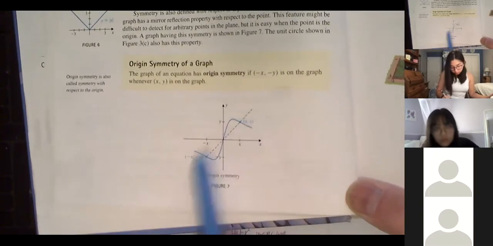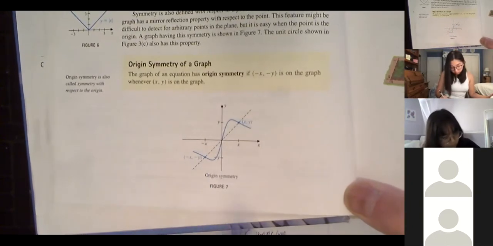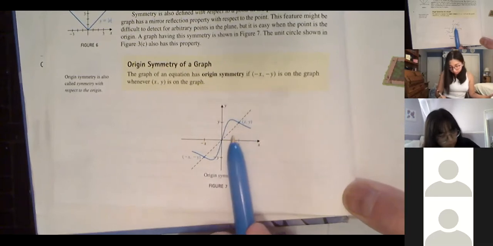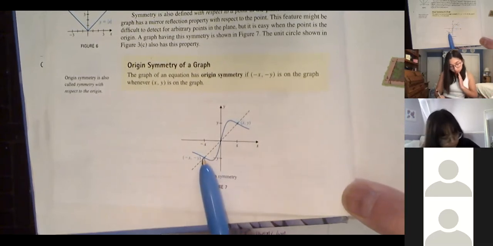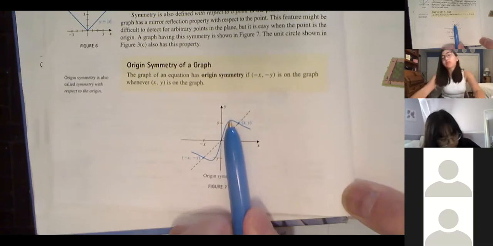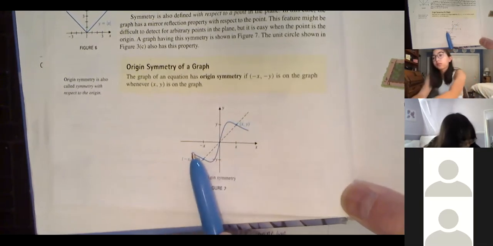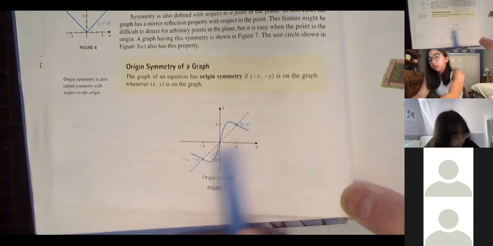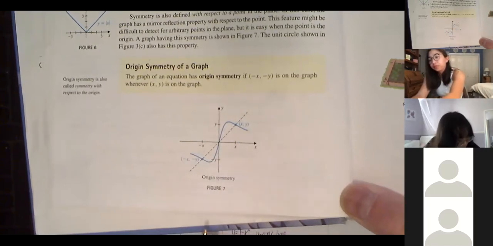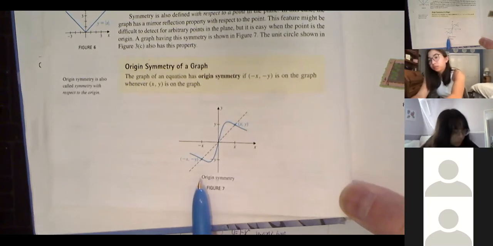Okay, here's a picture of something that has origin symmetry. If you take any point in a graph and reflect across the origin, you get a corresponding point here. And let's say this point here, which looks like a high point, ends up being a low point over here. And this point over here reflects over here, and so on. So that's called origin symmetry.